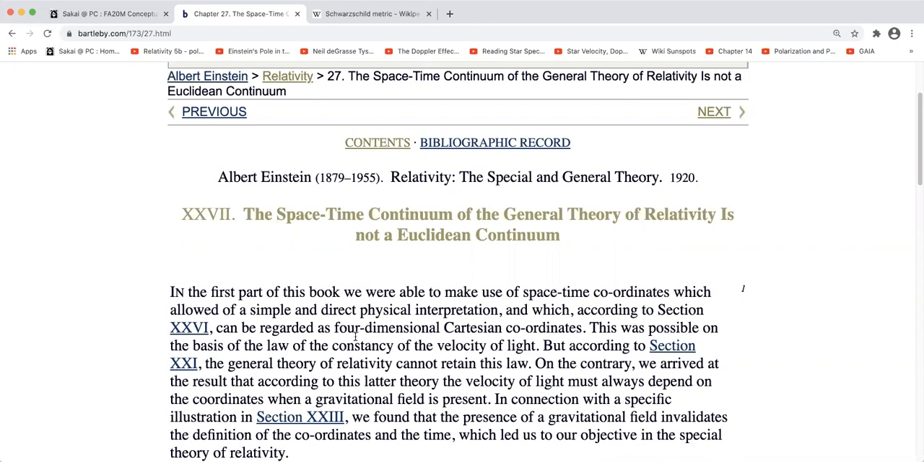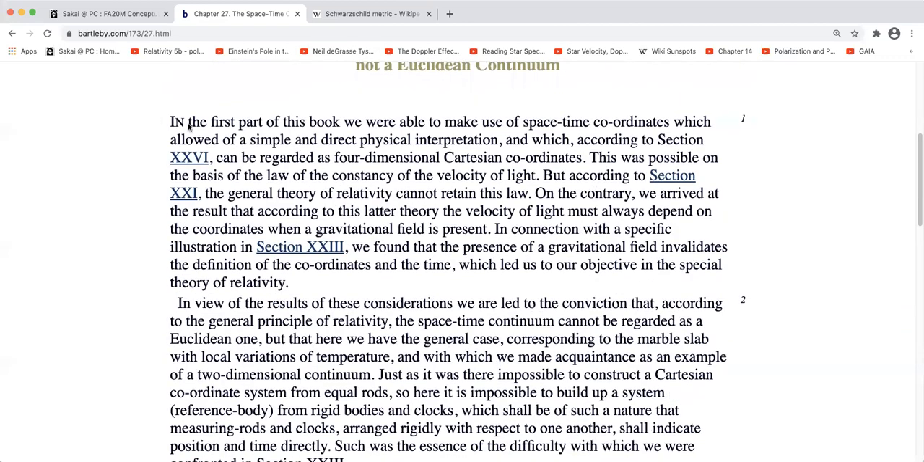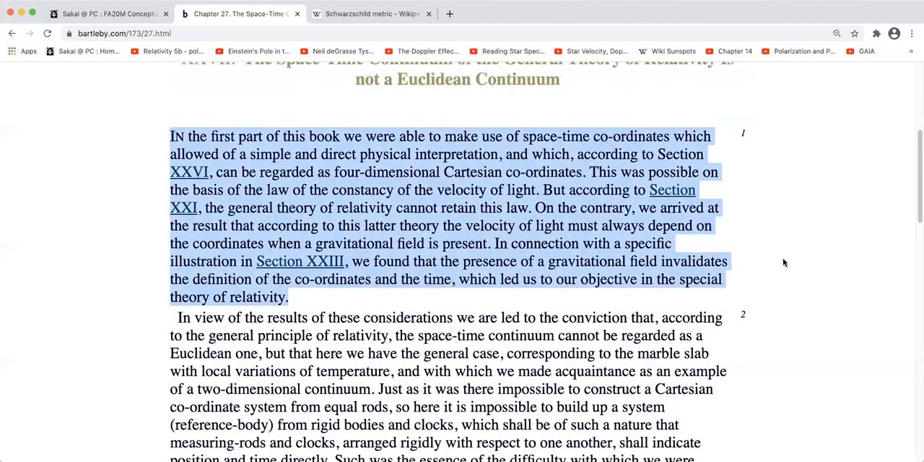The space-time continuum of the general theory of relativity is not a Euclidean continuum. And we talked about that last time, right? That space-time is curved given the presence of gravity. Is Anna Creaser with us? Yep, hello. Hi, Anna. Would you mind reading this first paragraph for us?